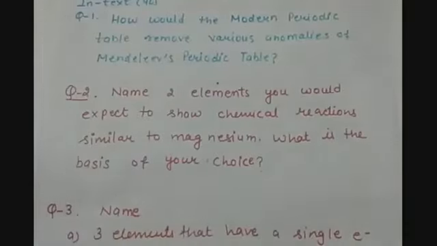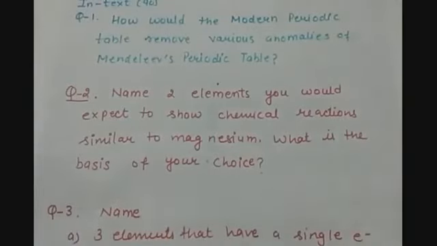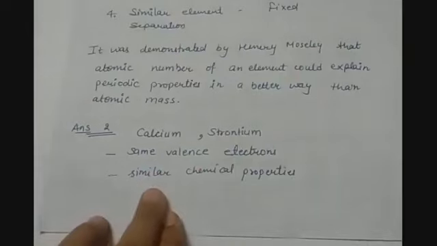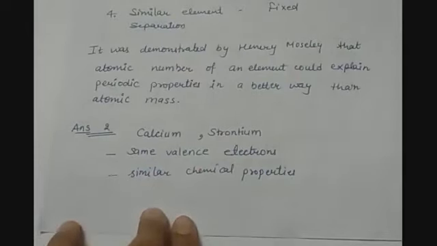Question number 2 was name 2 elements you would expect to show chemical reactions similar to magnesium. What is the basis of your choice? And the answer is that I'll choose calcium and strontium, or the elements in the same group, because these are also having the same valence electrons in their outermost shell, and accordingly they will have similar chemical properties.